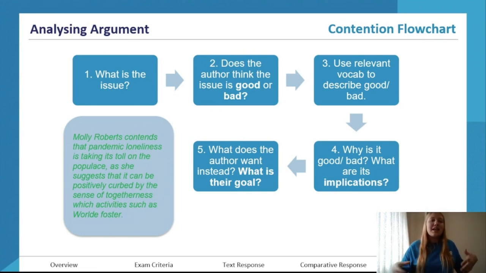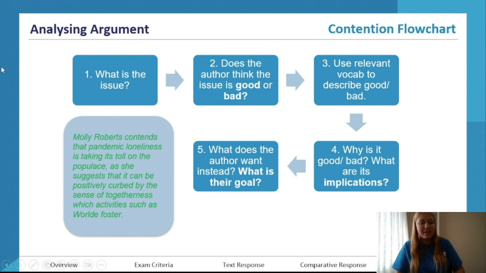So, writing a contention using a contention flowchart, this includes all of the 5 steps. What's the issue? Does the author think the issue is good or bad? The vocab to describe that. What are the implications, and what the author wants us to do, what their goal is. Very short, easy, and concise.